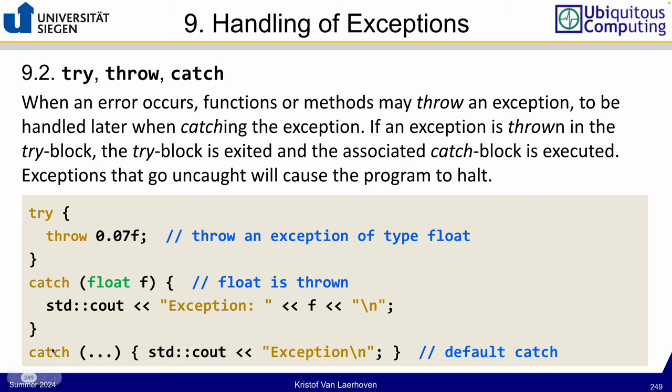What you could also do is have the default way of writing: catch, open braces, dot dot dot, close braces, means everything else. So if you haven't caught it up until this point, it will still write exception. But we don't know that much about the exception because we didn't catch it explicitly. That's the only thing we can do over here. So that's the default catch clause. If we didn't have this, and we threw something other than a floating point, then our program would terminate, because an exception was raised and not handled. And that's exactly what your program will say as well in that case.